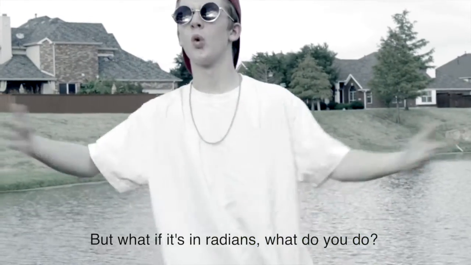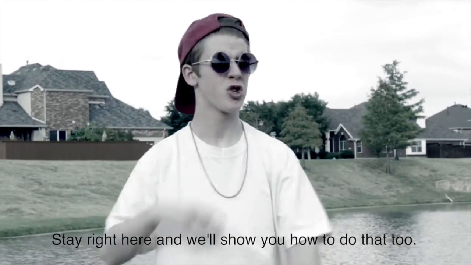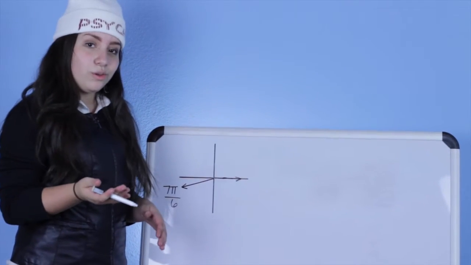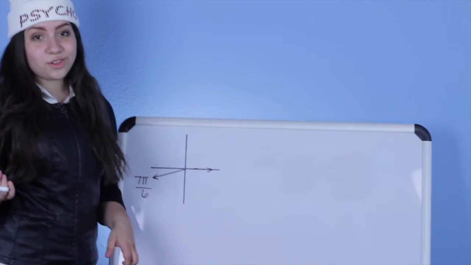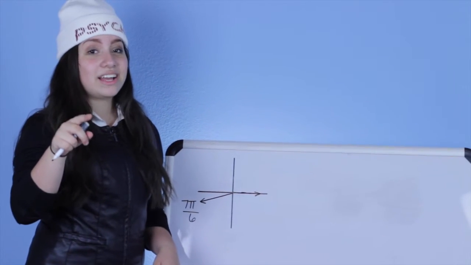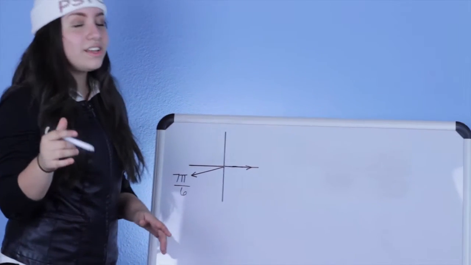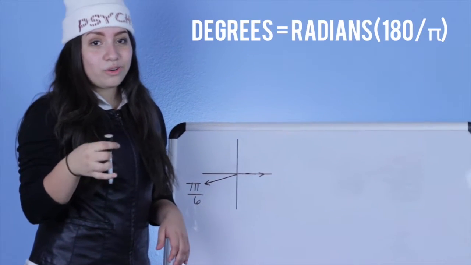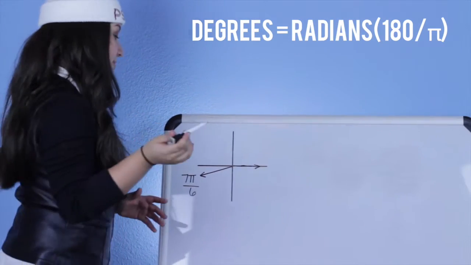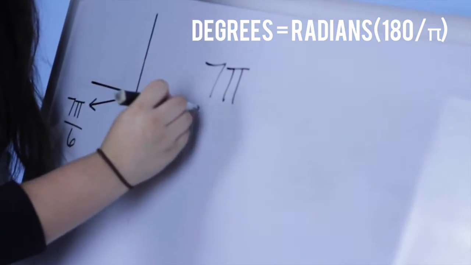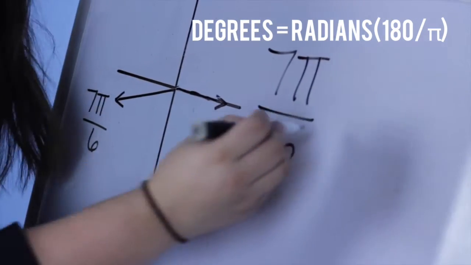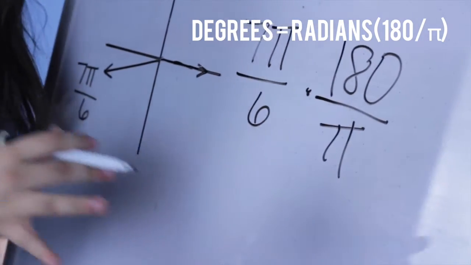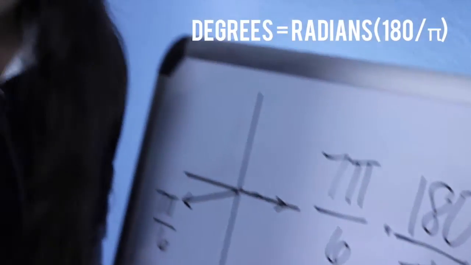But what if it's in radians? What do you do? Stay right here and we'll teach you how to do that too. If we're going to convert an angle of a circle from radians to degrees, it's basically the same thing as converting from degrees to radians, but opposite. You grab the radian measure and multiply it by 180 over pi. So, an example: 7 pi over 6 as a radian measure, you multiply it by 180 over pi. Don't be intimidated, because you can solve this.